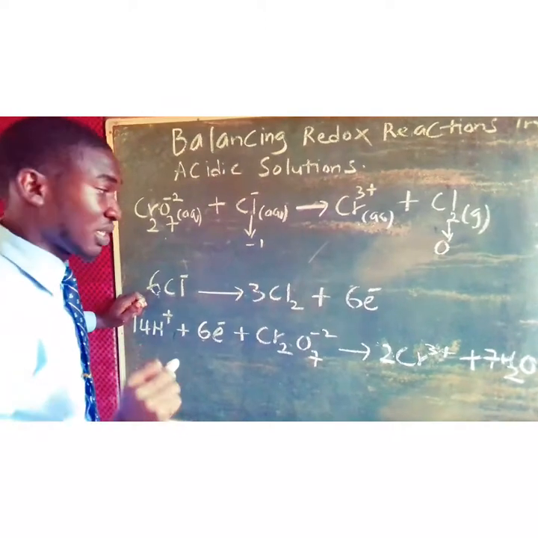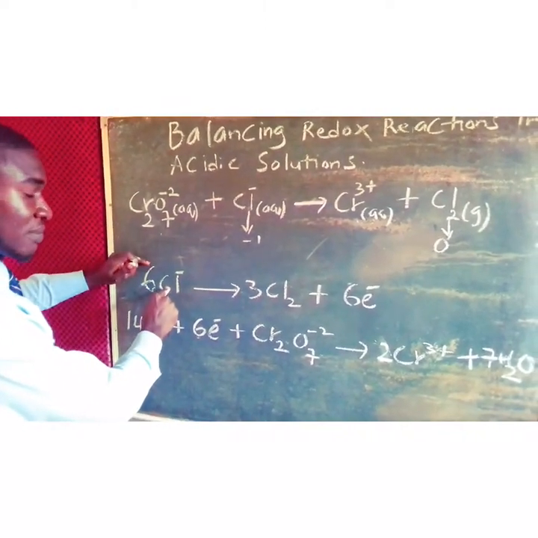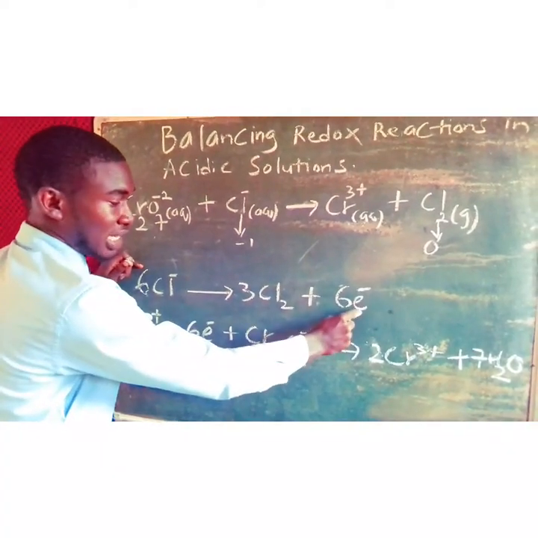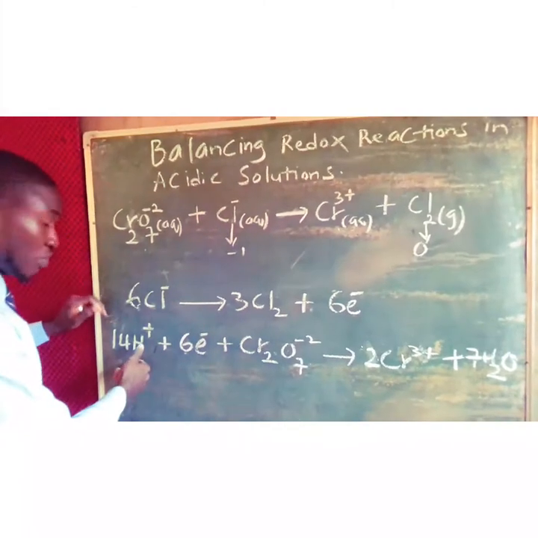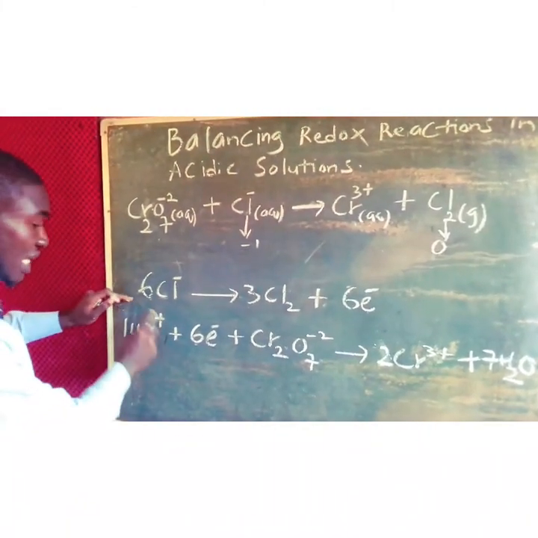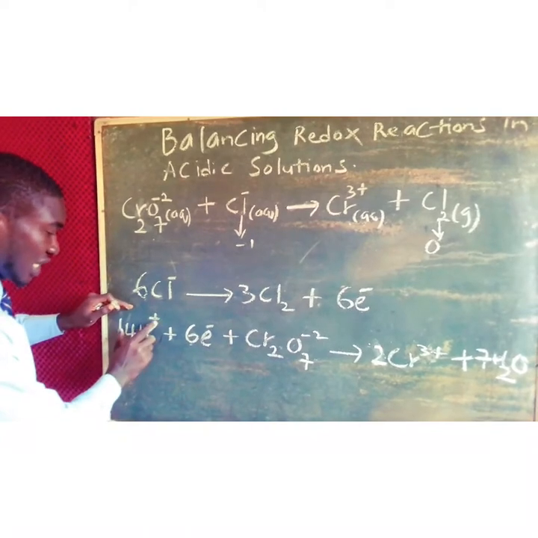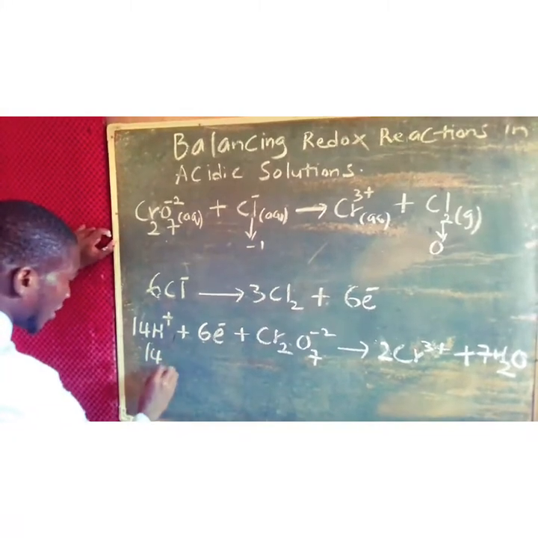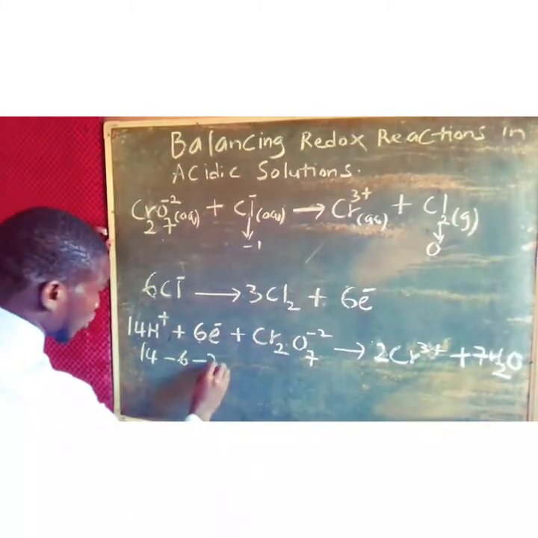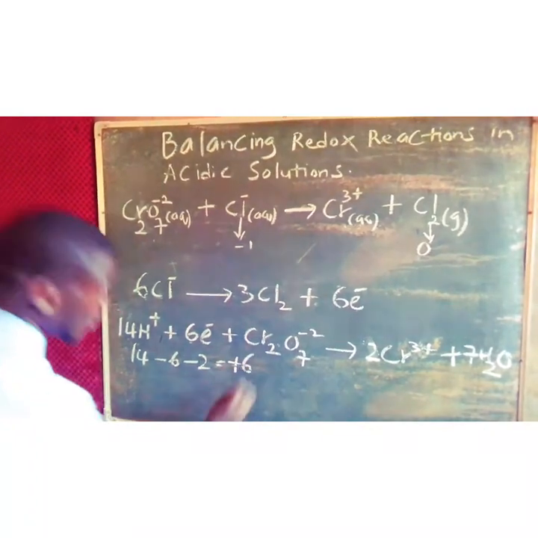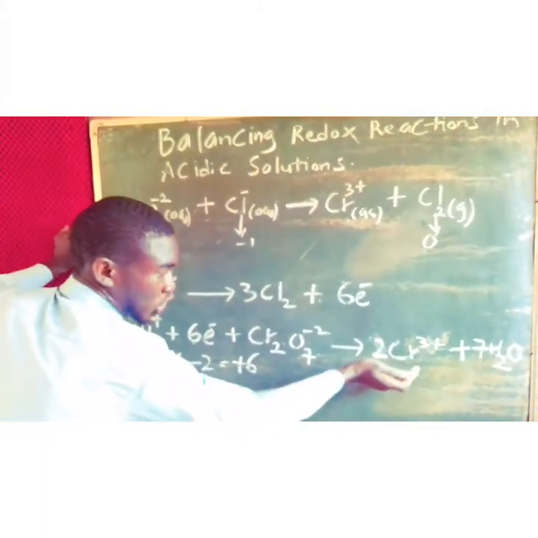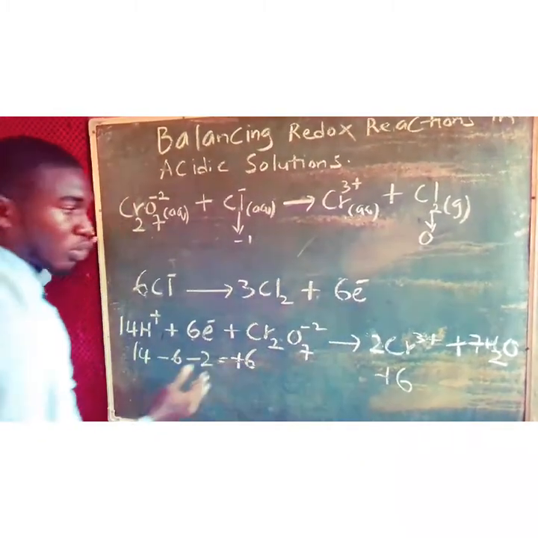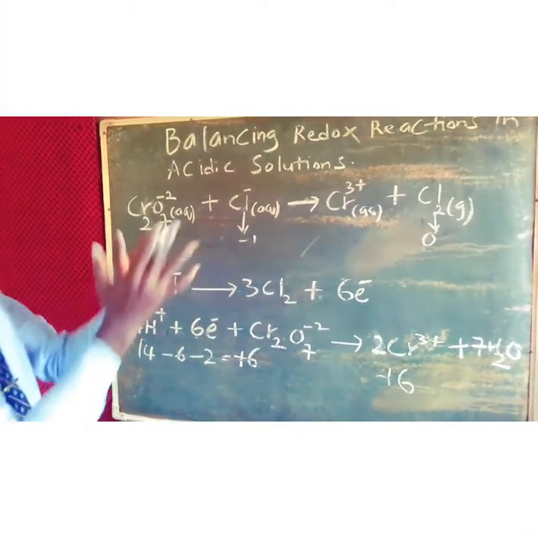So let's check whether the charges are balanced. Here we have -6 on the left hand side, and then we have a -6 again, because electrons are what? Negatively charged. Over to this equation, we have hydrogen ions, 14, that's the total charge here. This is an ion, 14 minus 6. Let's check it: 14 minus 6 minus 2, which is equal to +6. So on the right hand side, we have only this, which is 2 times 3, which is as well +6. So the charges are balanced. So the next step is to combine the half equations.